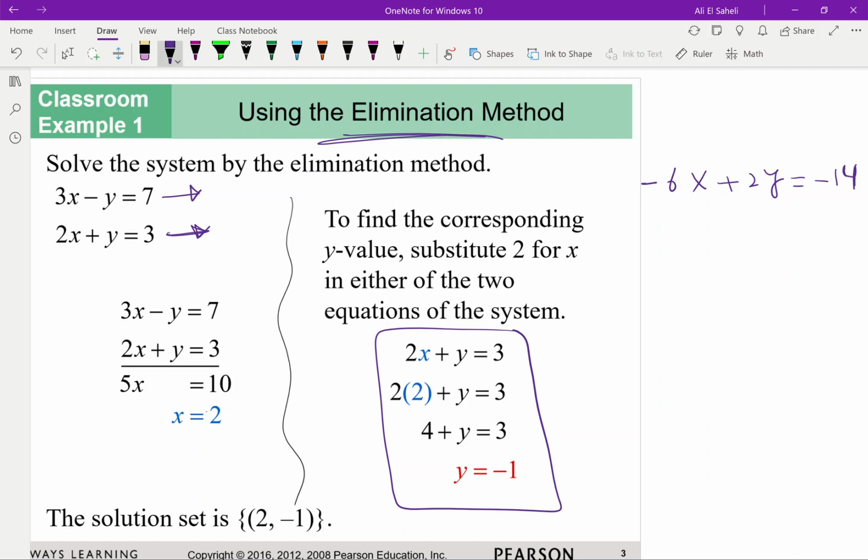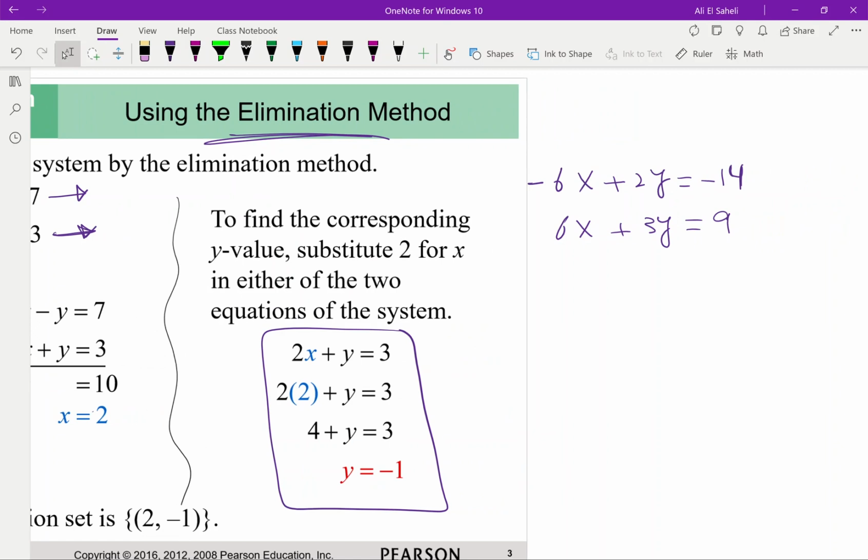Multiply the second equation by 3. Not negative 3, because we want the coefficient of x in the second equation to be plus 6. So multiply this equation by 3. So 3 times 2x is 6x. 3 times y is 3y, and 3 times 3 is 9. Okay, now we have the coefficients of x are opposites.